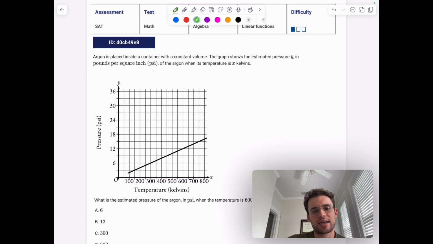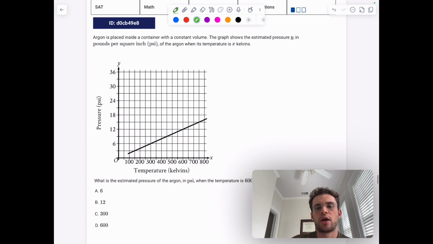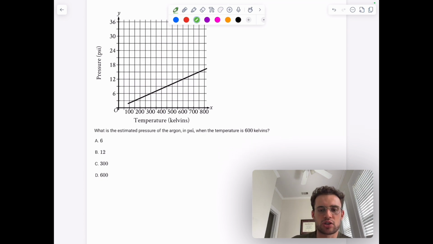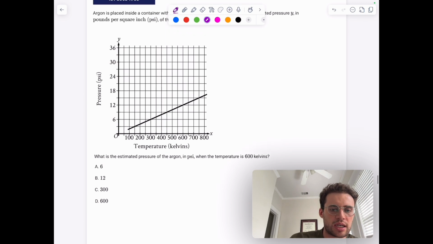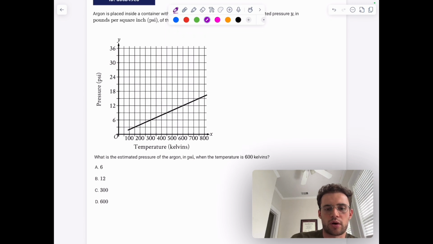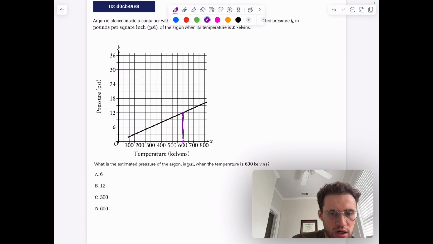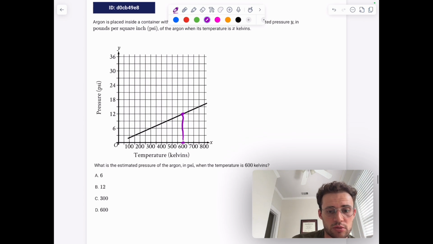Argon is placed inside a container with a constant volume. The graph shows the estimated pressure y in pounds per square inch, PSI, of the argon when its temperature is x kelvins. What is the estimated pressure of the argon in PSI when the temperature is 600 kelvins? So we just go down here, our x value, or x coordinate, is going to be the temperature in kelvins. So you go to 600, and then you just see where that crosses on here, and that's at this point, which is 600 comma 12. So 12 is the pressure in PSI.